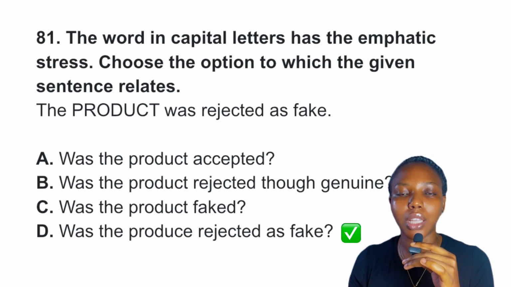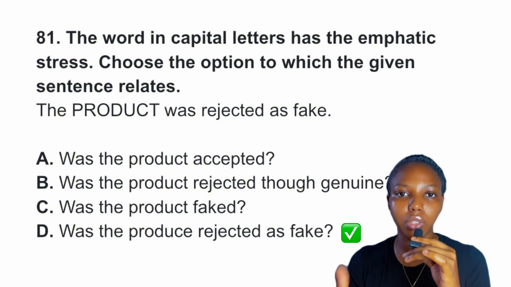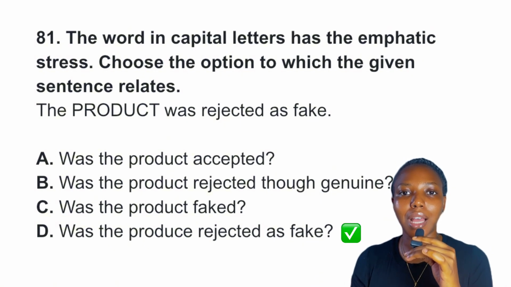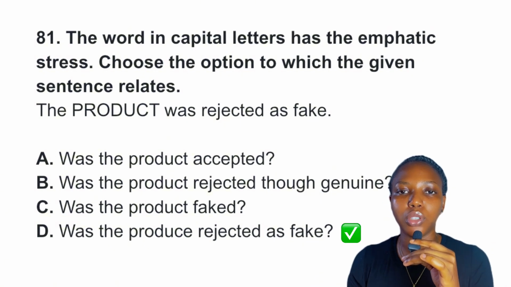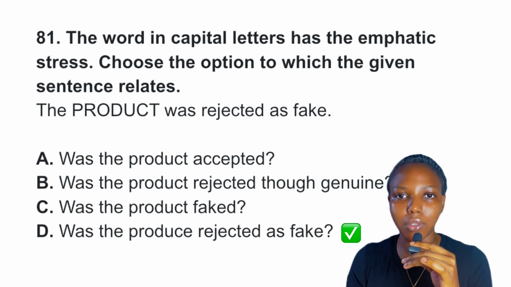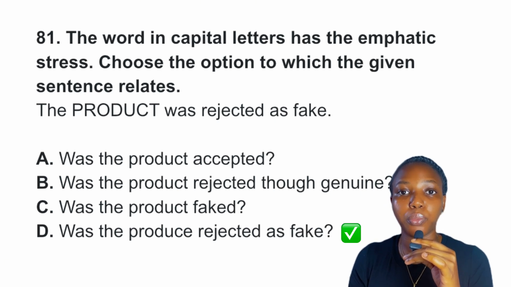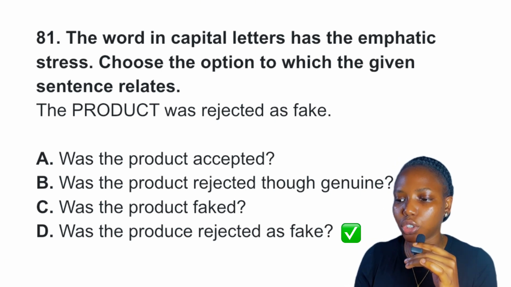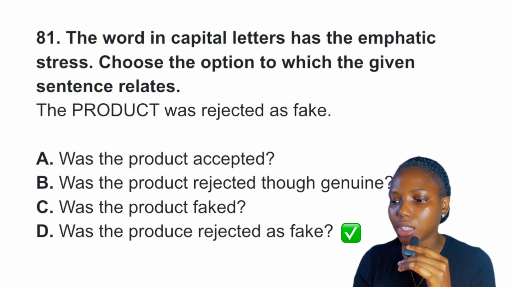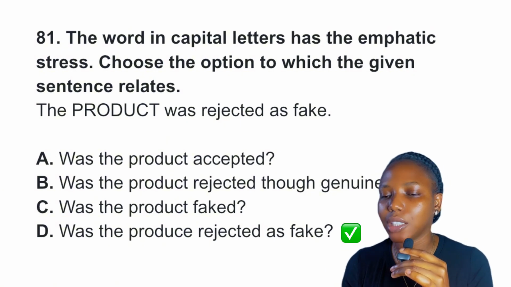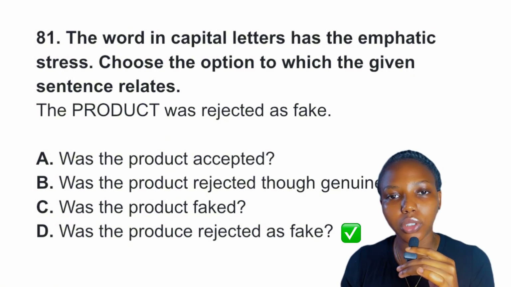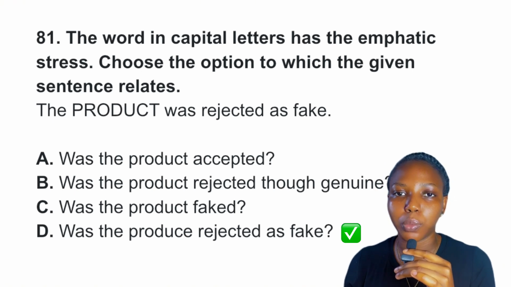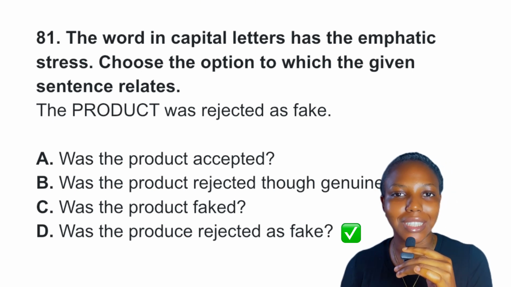Now produce is a noun that means fresh fruit or fresh vegetables. It also can serve as a verb, produce, that means to create or to make, but in this case it's serving as a noun, right? So it's different from product. So the best answer to this question is option D. So the question is, was the produce rejected as fake? No, the product was rejected as fake. So the best answer is definitely option D.